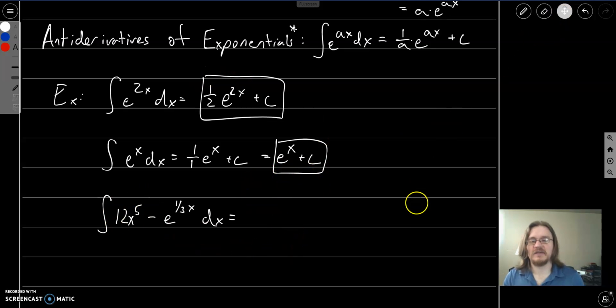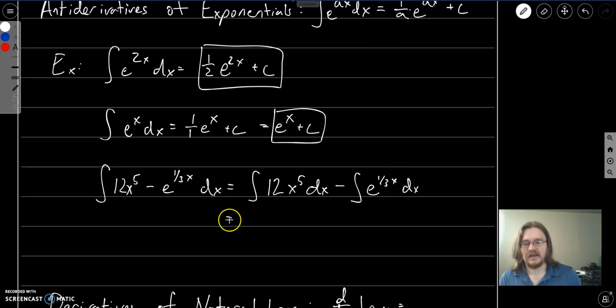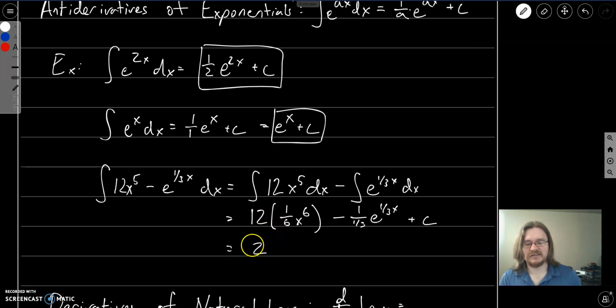And then the same rules apply for adding and subtracting functions as well. This is going to be the antiderivative of 12x to the 5th minus dx minus the antiderivative of e to the 1/3 x dx. This first one, I can pull out the 12, and then I'll just take it times the antiderivative of x to the 5th, which is going to be x to the 6th divided by 6, minus, well, this is e to the 1/3 x divided by 1/3. And I can't forget the plus c. And simplifying, 12 divided by 6 is 2. 1 divided by a third is 3.